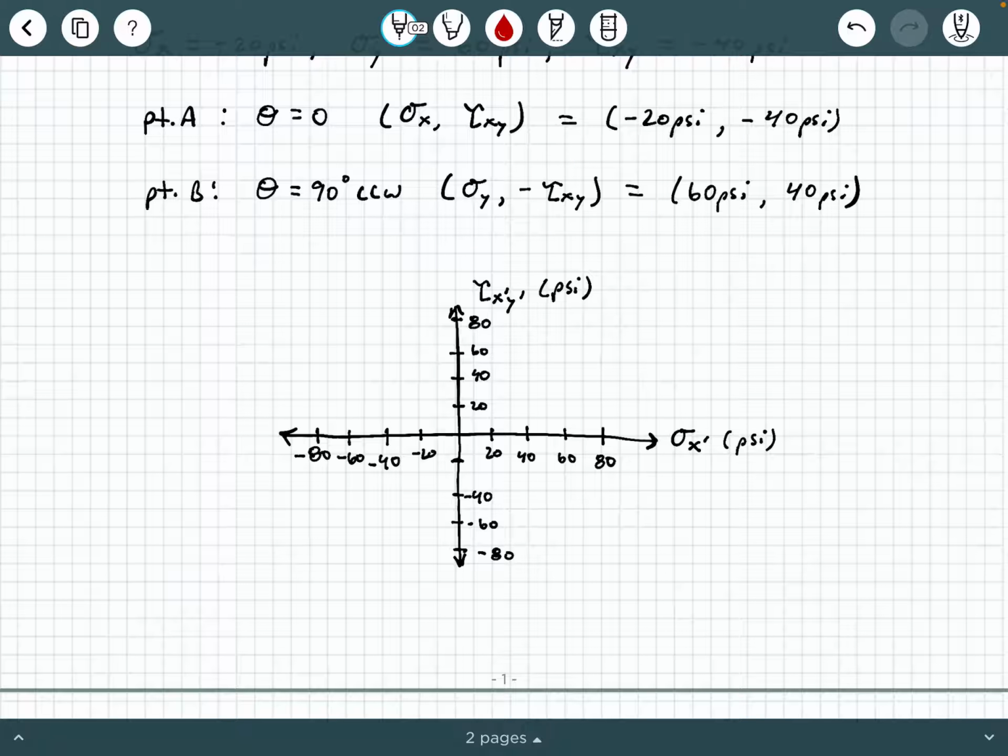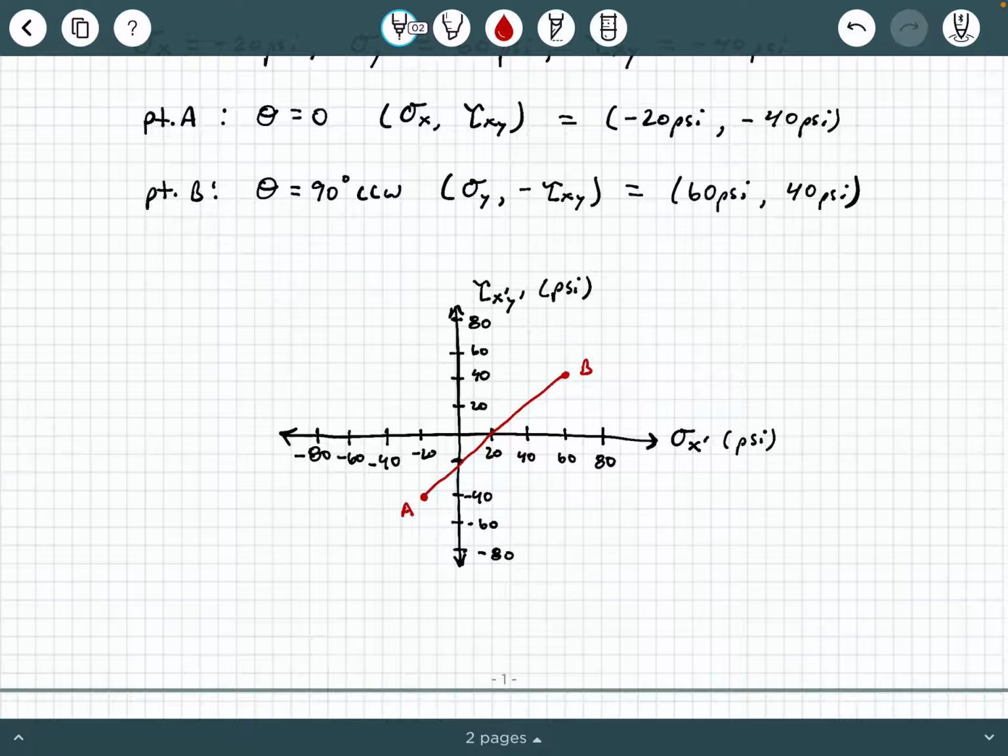So now we've got our axes pretty much all labeled, and we can plot these 2 points. So point A, we're going to go negative 20 and negative 40. So point A is going to be about right here. And again, I'm freehanding this, but for you taking notes, I would try to practice drawing this nice and neat. Point B is going to be positive 60 and positive 40. So that's going to put us about right here. So that'll be point B here. And this defines the diameter of the circle. So we can put a line straight through here and give us that diameter.